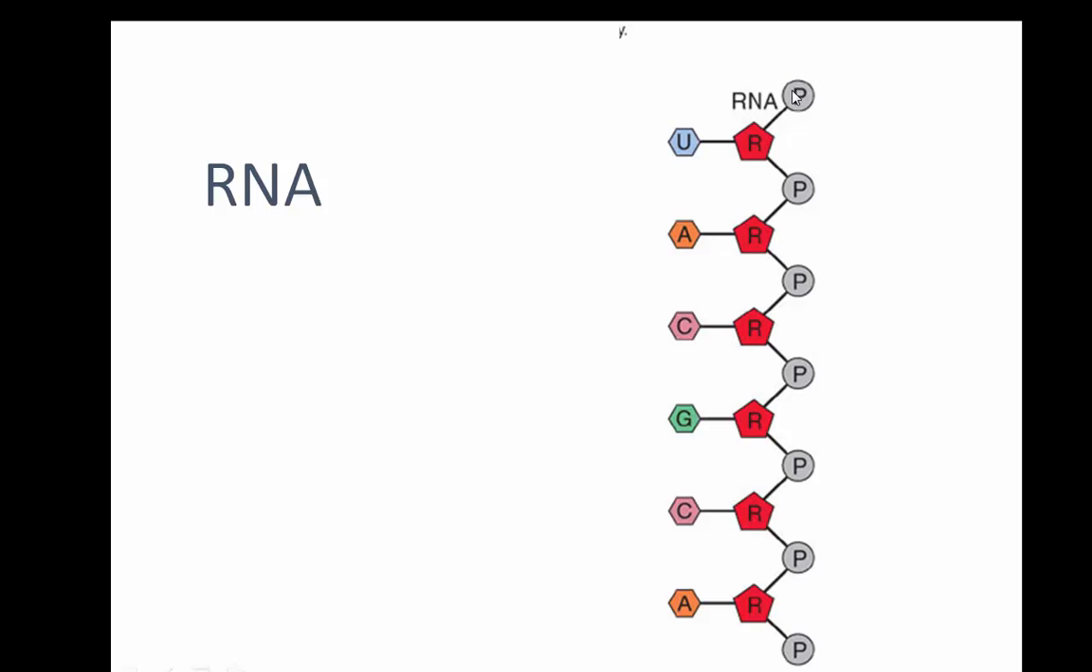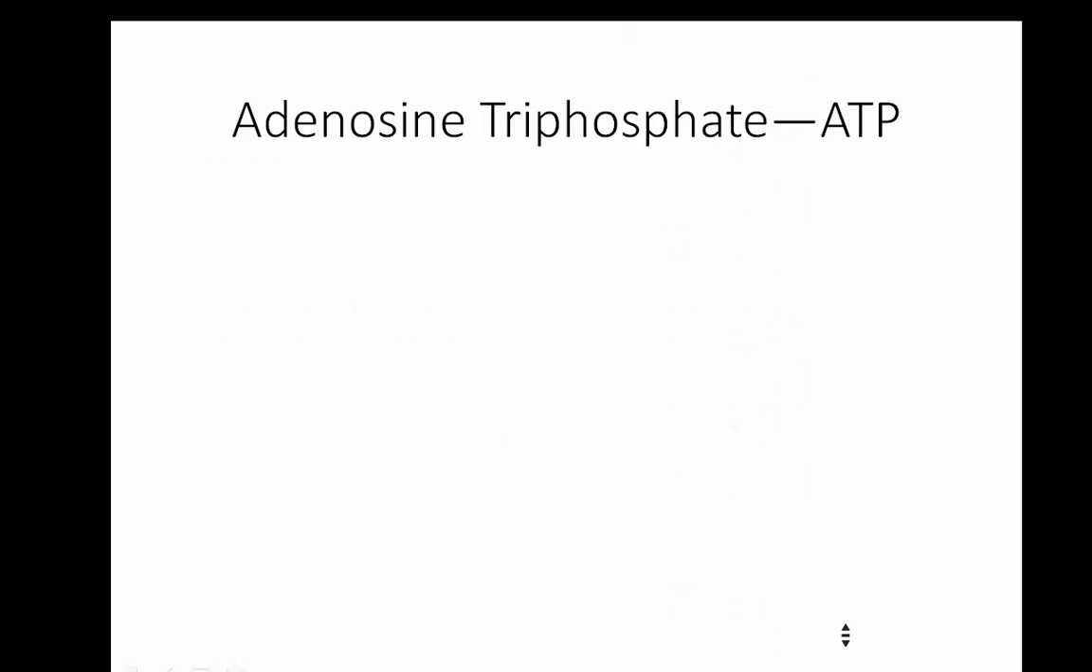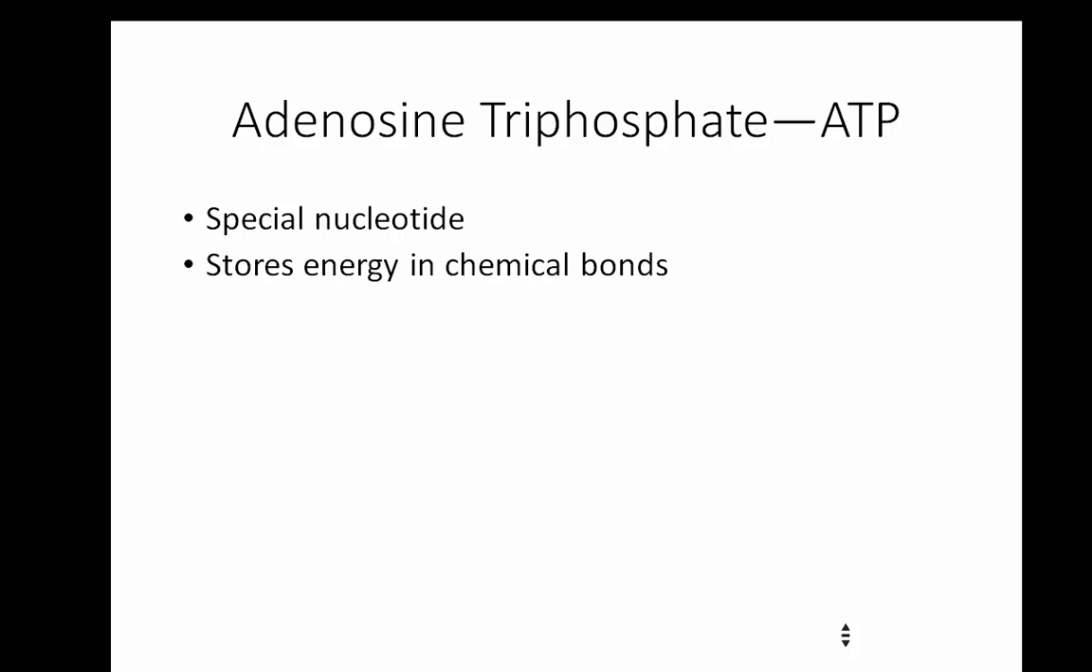Now, your RNA molecule is a single strand, so those bases are just sticking out here to the side. They don't pair with anything. They're just available so that we can use them to transfer information. Adenosine triphosphate, or ATP, is a very special nucleotide. It stores energy in chemical bonds.